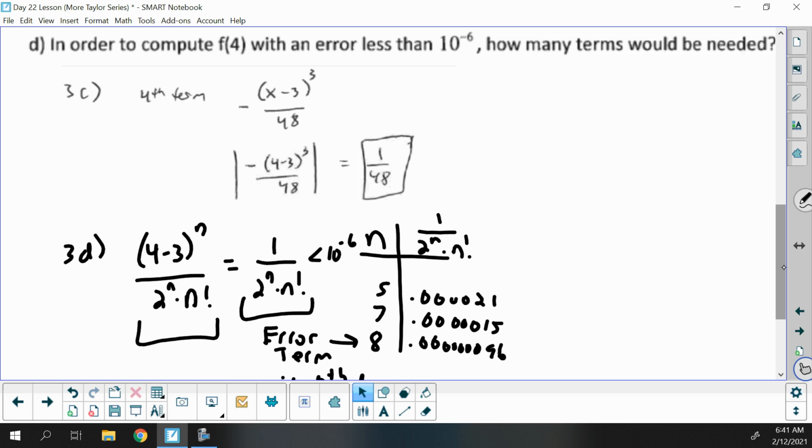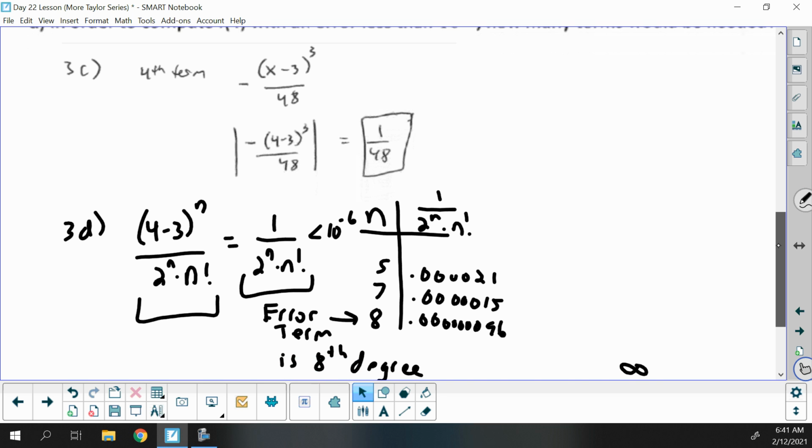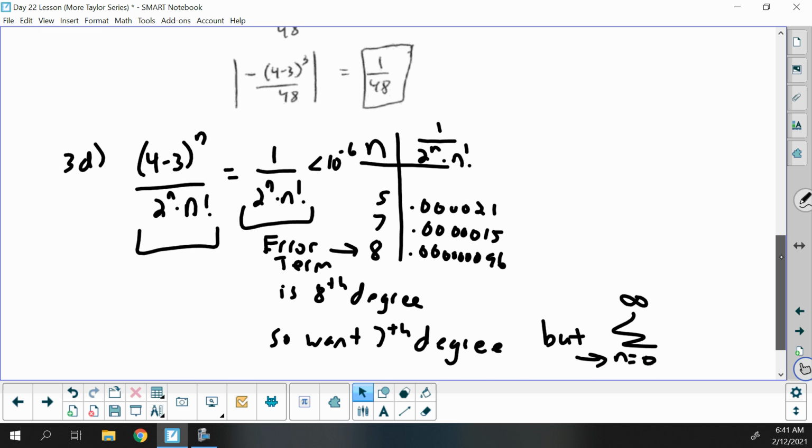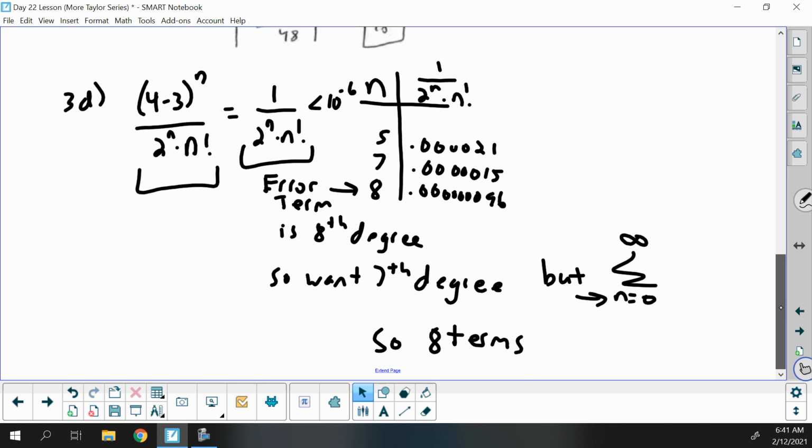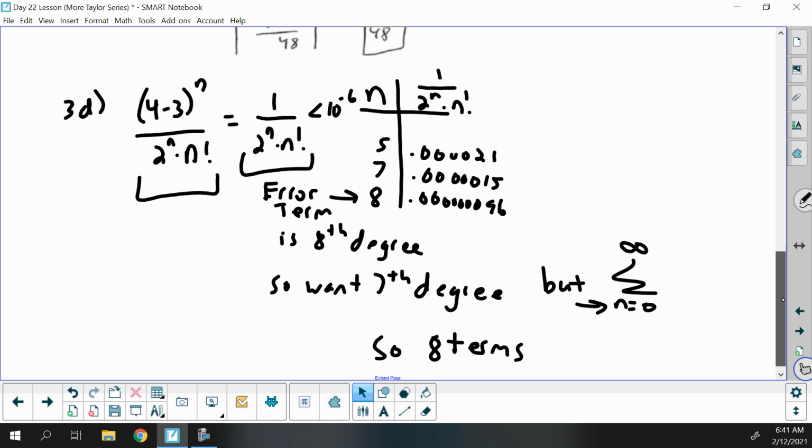So what we've just identified is the error term, because that's the next term. We want it, the error is the next term, we want it less than that 10 to the -6. So if the error term is 8, that means we want the one before, which is the 7th degree. So if we write our terms out until there's a 7th degree, then we'll be good. But always keep a lookout for where it started on the bottom. Now, if they asked for what value of n, we would just say 7.